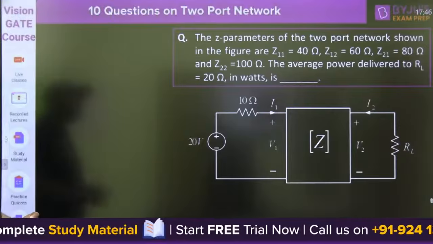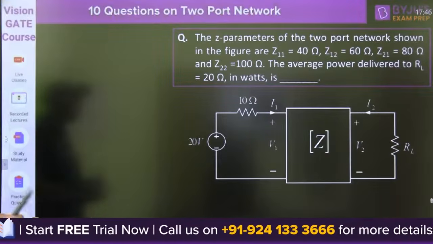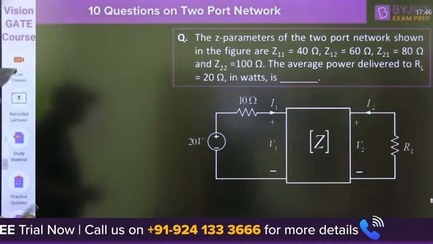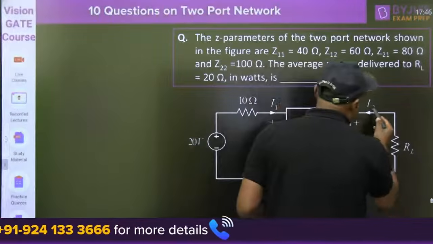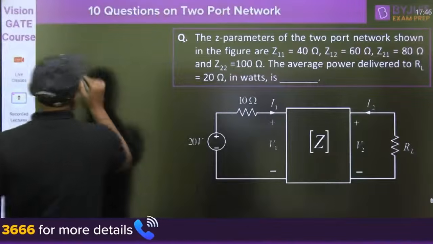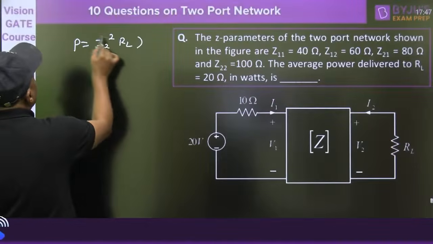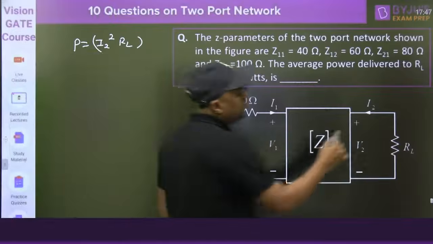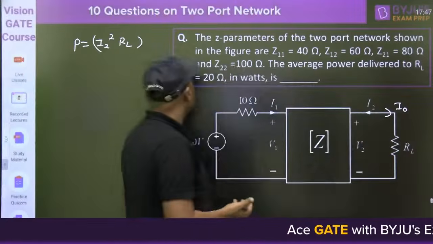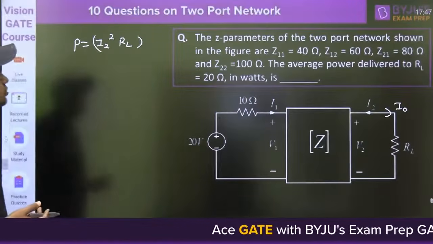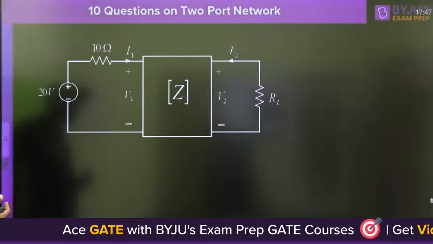Then Z parameters of the 2-port network shown in the figure are Z11, Z12, Z21, Z22. The average power delivered to RL is to be found. If you want to find the average power, guys, average power means what? You can find the I2 and then the power is I2 square into RL. You may say, sir, we have to find the I0. My dear friend, you will get the minus I2, but the square of that is the same, so you have to find I2 square RL. Means you have to find the I2. So how can we find it? First of all, you have to write the equation here.